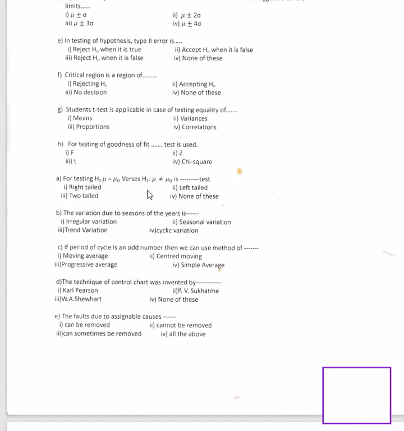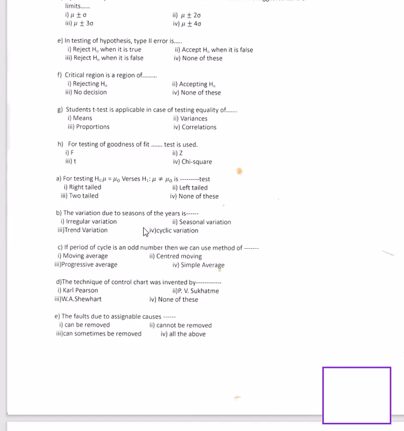For testing of goodness of fit, which test is applied? You know that it is a chi-square test. For testing H naught: mu equal to mu naught versus H1: mu not equal to mu naught, which type of test is it? See, the alternative hypothesis is two-tailed. Therefore, it is a two-tailed test. The correct answer is third, two-tailed.